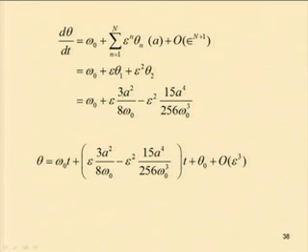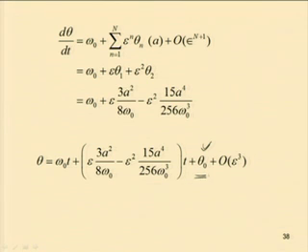So, by integrating, theta will be multiplied by t plus theta 0. So, the expression for theta becomes omega 0 t plus epsilon into 3 a squared by 8 omega 0 minus epsilon squared into 15 a to the fourth by 256 omega 0 cubed, into t, plus theta 0.